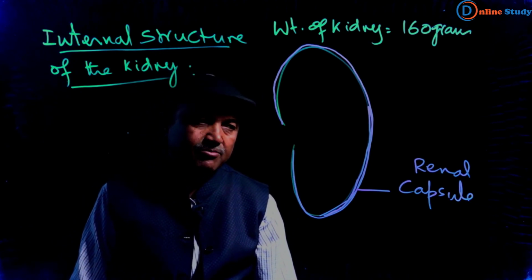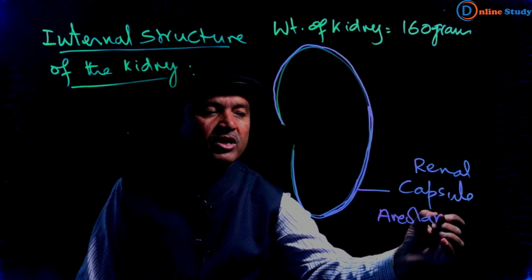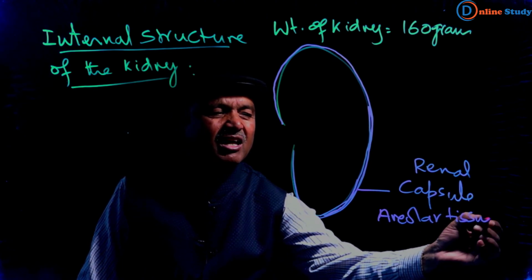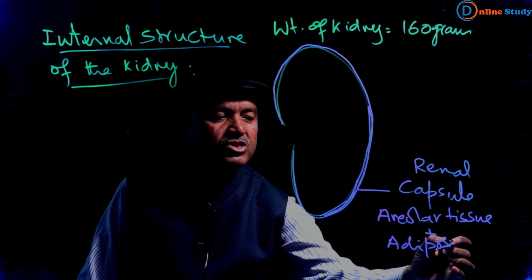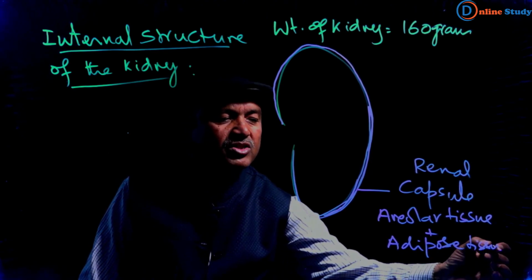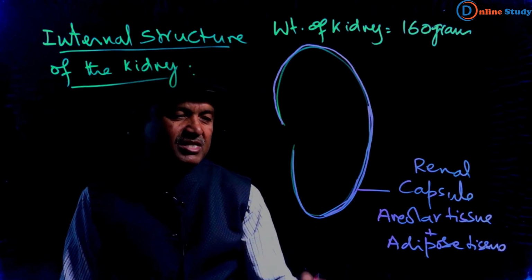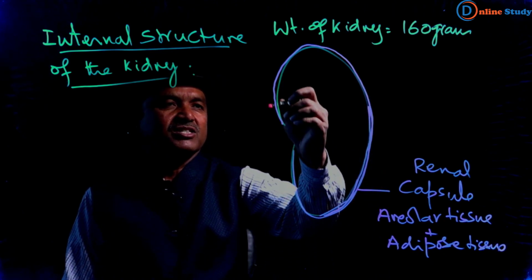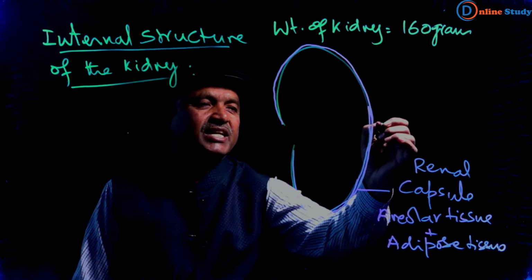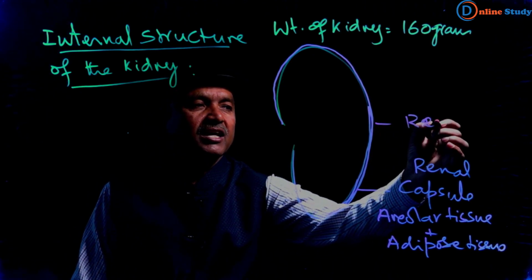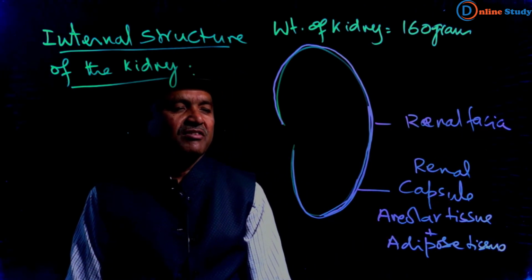It is made up of areolar tissue and adipose tissue. Areolar tissue consists of fibrous tissue, so the renal capsule is a fibrous structure. Hence we can also call it renal fascia.